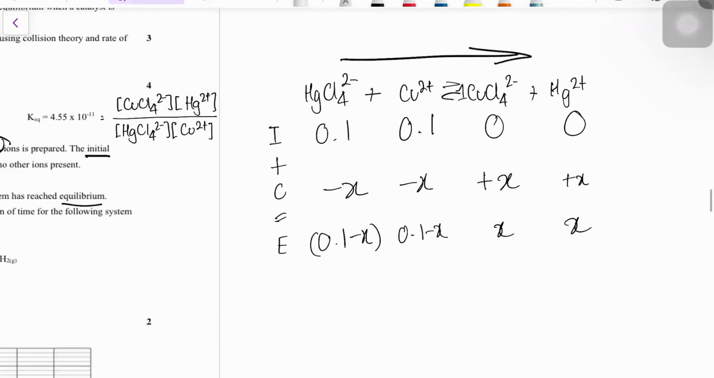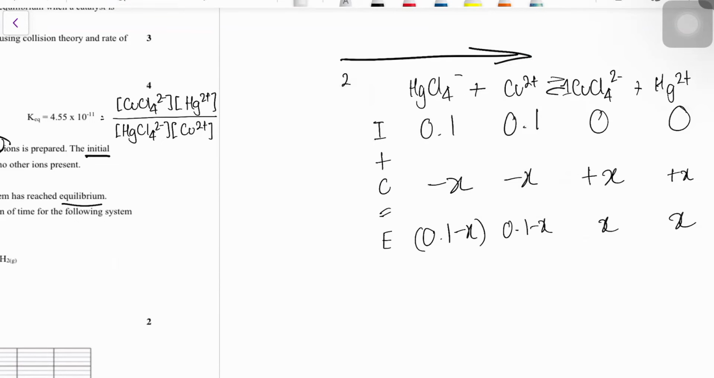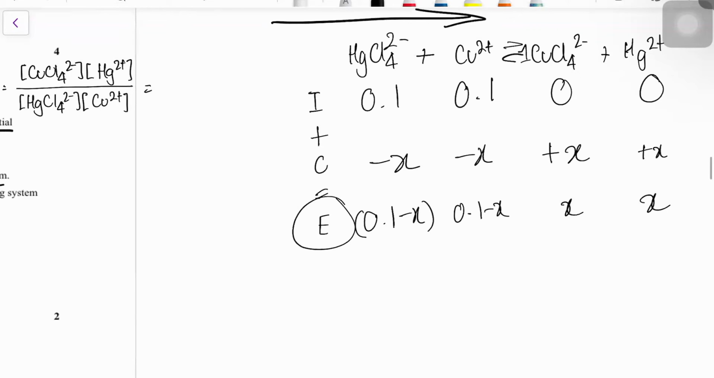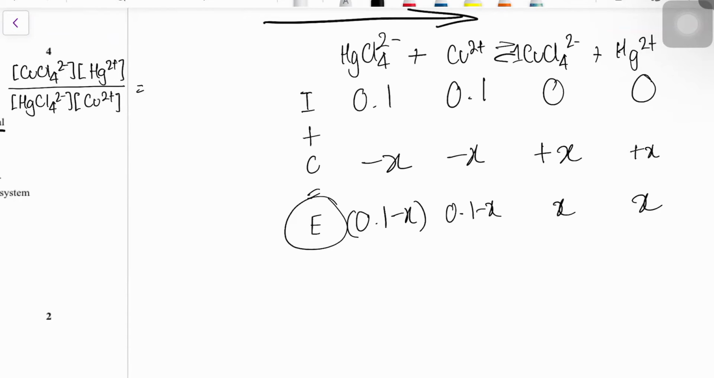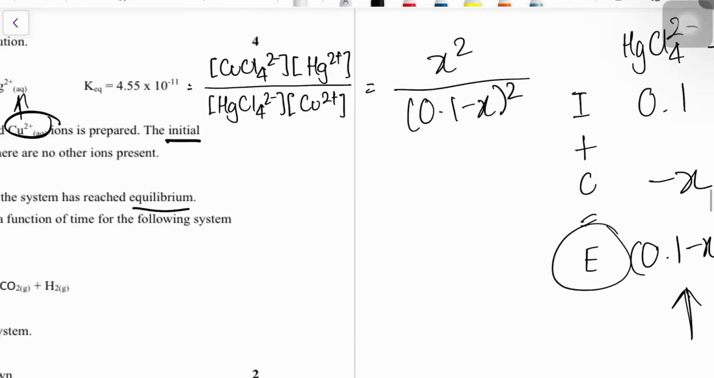Now that I've got my equilibrium concentrations, that's the goal of the ICE table, by the way. You want to get expressions that you can work with, that you can substitute back into your fraction. So I'm going to sub everything back in, and it's okay that I don't know x because that's what I'm looking for. I have x and x up the top, so that's x squared. And I have 0.1 minus x and 0.1 minus x down the bottom, so that's 0.1 minus x squared. That whole thing is equal to 4.55 by 10 to the minus 11.